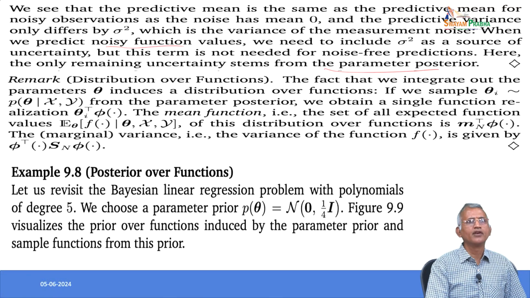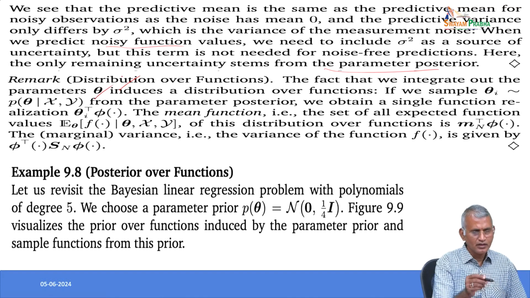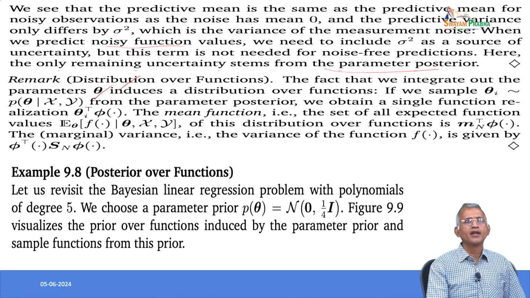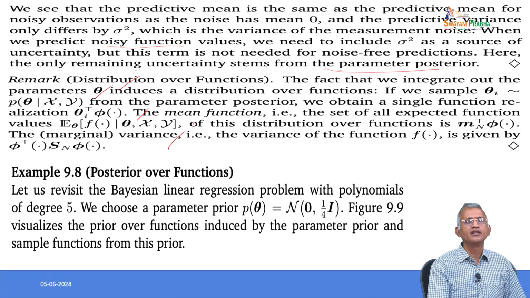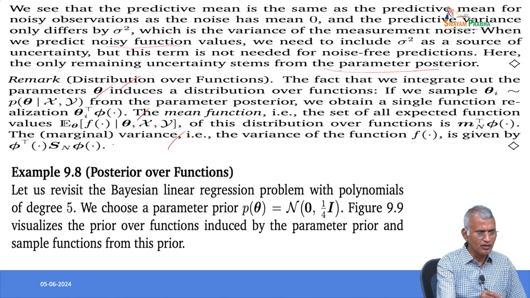So, note the distribution over functions: the fact that we integrate out the parameters θ induces a distribution over functions. So, if we sample θ_i from the parameter posterior p(θ|x, y), we obtain a single function realization φᵀ(·)θ_i. The set of all expected function values, E_θ[f(·)|θ, x, y] of this distribution over functions, is mNᵀ φ(·). So, the marginal variance, that is the variance of the function f(·), is given by φᵀ(·) SN φ(·).